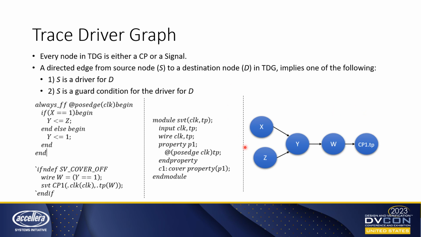And once we have this trace driver graph, we will use this to quantify notions such as neighborhood and association between cover properties, which will eventually help us assign scores to cover properties, which in turn will help us identify the target CP that we discussed earlier.